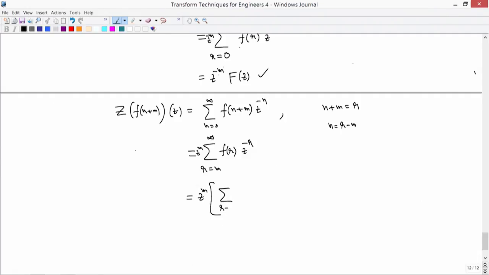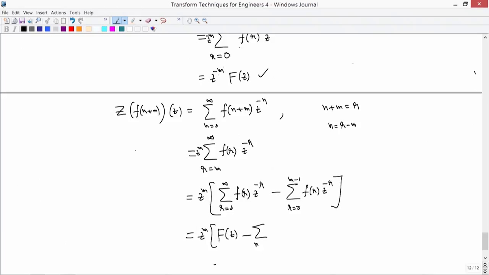So this is nothing but z power m times this sum. I can write it as the sum for r from 0 to infinity of f of r times z power minus r, minus the first m terms, that is, the sum for r from 0 to m minus 1 of f of r times z power minus r. This is nothing but z power m times the z transform capital F of z minus this sum, the sum for n from 0 to m minus 1 of f of n times z power minus n. So this is exactly the second result that you want.